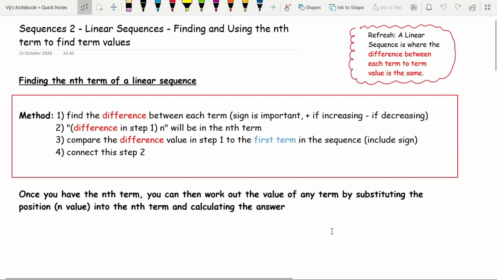Before we start, let's have a little refresh on what a linear sequence is. A linear sequence is where the difference between each term-to-term value is the same. It's really important, because there are several types of sequence you can get, and there's no use of the words linear or quadratic, or potentially geometric, which is mentioned in exam questions, that you can understand what each sequence is and spot from a list of numbers whether it's linear, quadratic, or geometric.